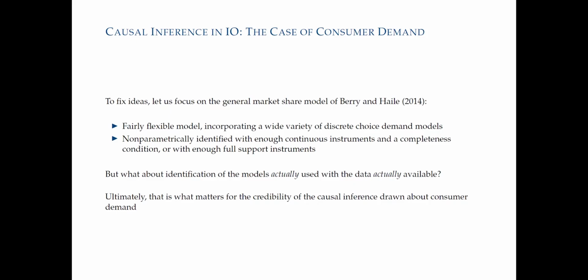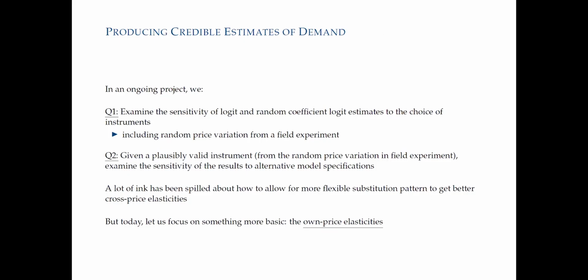And I think it's symptomatic, from my reading of part of IO, that there's a lot less talk about identification of the models we actually use with the data we actually have. And to me, credibility of estimates boils down to that. I don't want to hear about what you would have done with more data, or with a different model. I want to know the model you actually estimated, and how you identify that given your data. So I want to think a bit about that in this particular setting.